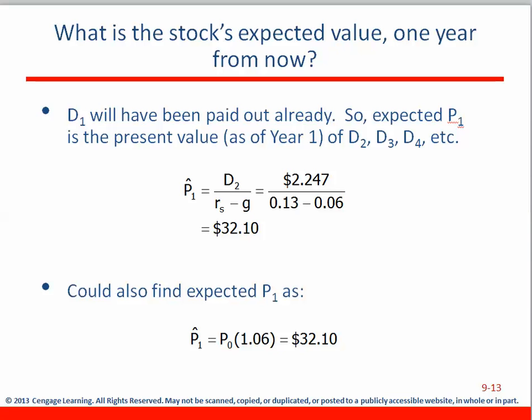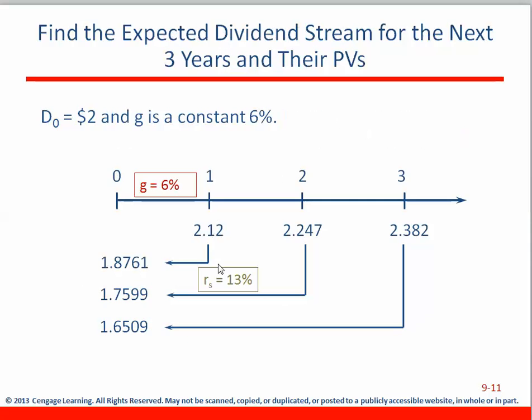So what's the stock's expected value 1 year from now? This model is completely general. We can find the stock price in any year by just taking the dividend in the next year. So P1, the stock price at time 1, is D2 over R minus G, and we figured out back here that D2 is 2.247.